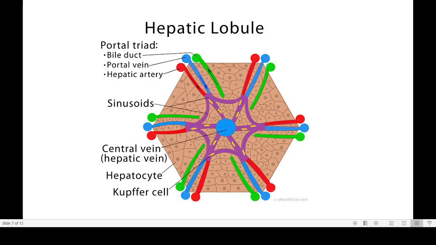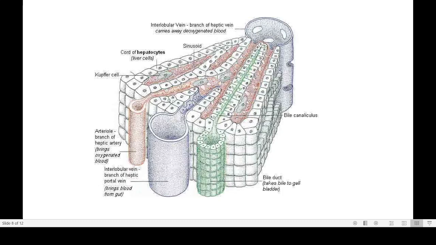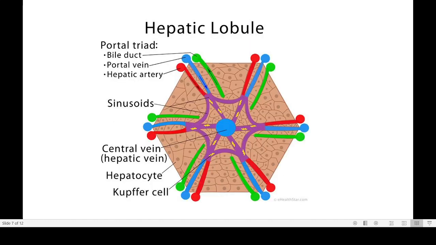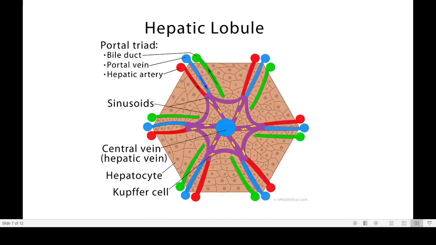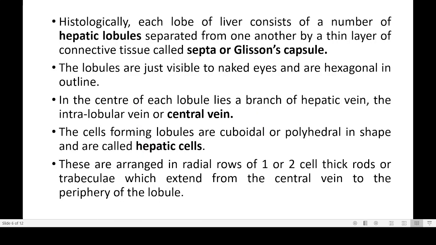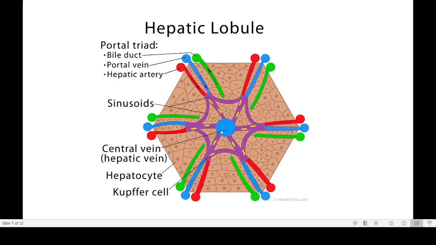Now we have to see the different portions of the hepatic lobule. This is another view of the hepatic lobule. Each liver is formed of a number of hepatic lobules, and the lobule is a hexagonal shaped structure. At the center of each lobule you find a vein known as the central vein. Here this is a hepatic vein. The central vein is also called the hepatic vein.